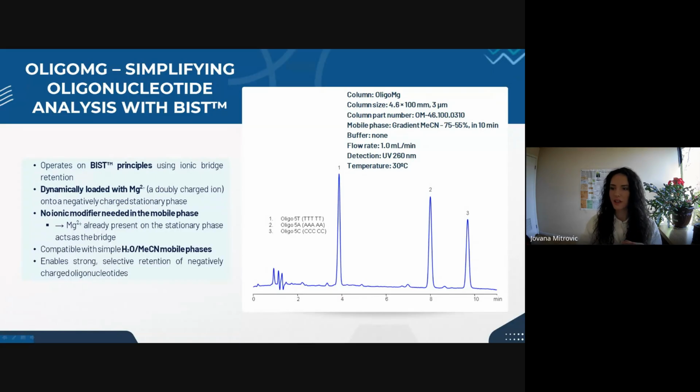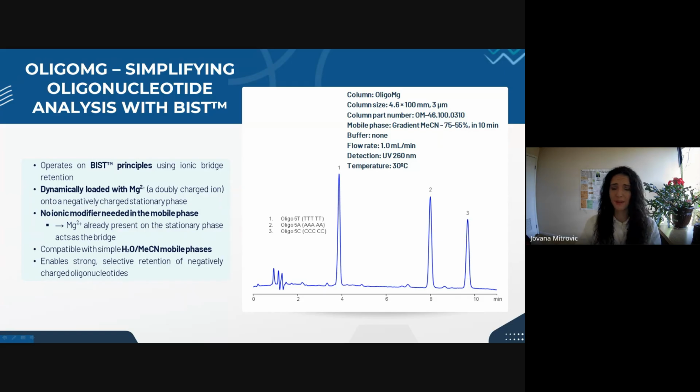The stationary phase in the OligoMG is negatively charged, just like a standard negatively charged BIST column. However, the surface is preloaded with magnesium ions, which are doubly charged cations, and these magnesium ions serve as built-in bridging agents. So now when negatively charged oligonucleotides enter the system, it no longer requires a separate ionic modifier in the mobile phase. Instead, it can immediately interact with the stationary phase via the pre-positioned magnesium bridges, enabling effective retention through the same BIST-style mechanism.